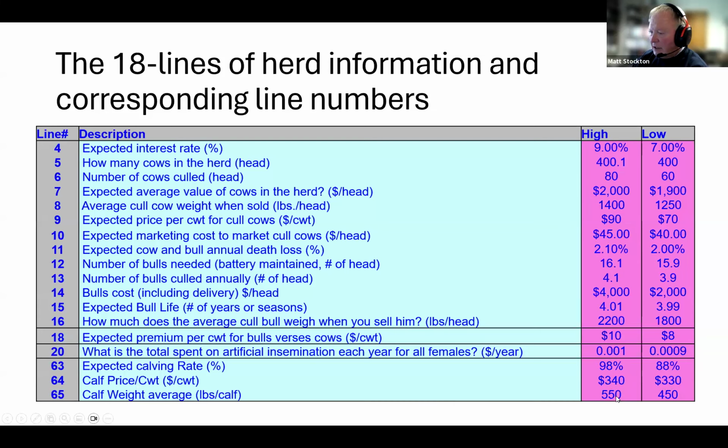Calf weight average. I expect to wean calves. My average weaned calf is going to weigh 550 pounds. In other words, the whole group together is going to weigh 550 pounds, or the whole group together is going to weigh 450 pounds, or somewhere in between those two. That's how that number works. Okay, let's go to the next one. Am I going too slow, guys?